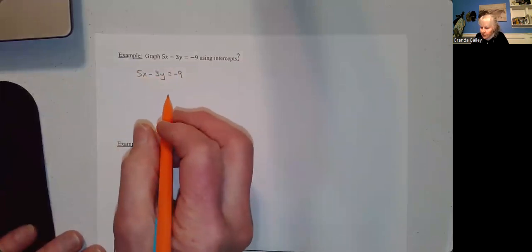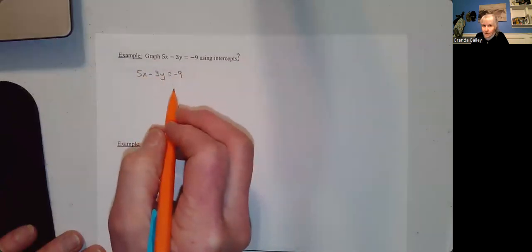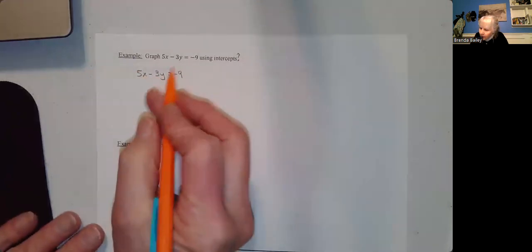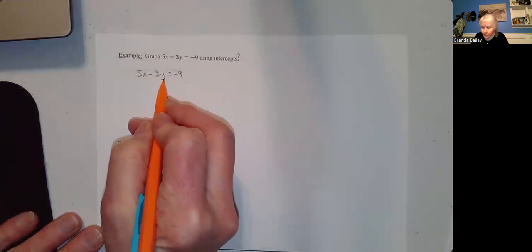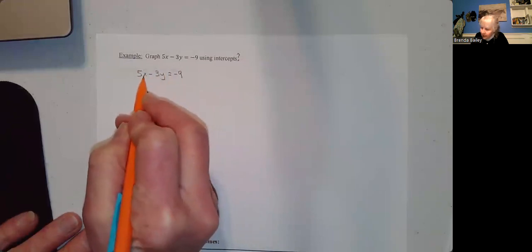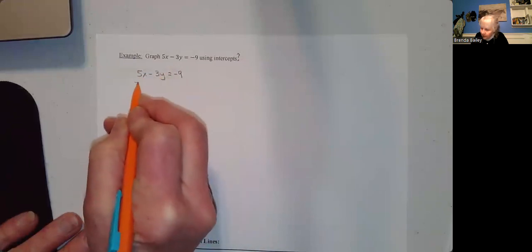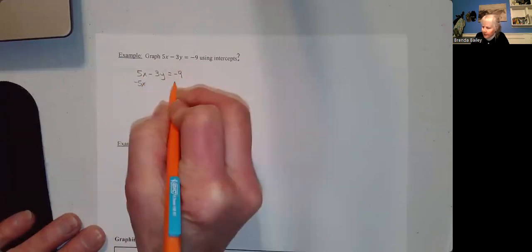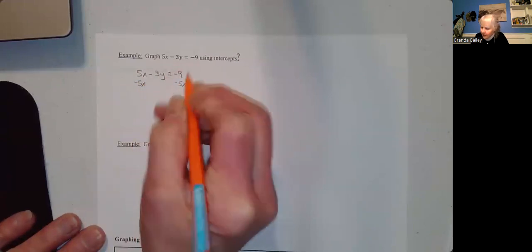All right, the first thing you do for this method, because we're not using the intercept method, finding out where it crosses the x and y axis like we did last time, is get the y by itself. So to do that, we're going to bring this to the other side by subtracting the opposite. I should maybe get some colored pencils. That might help.